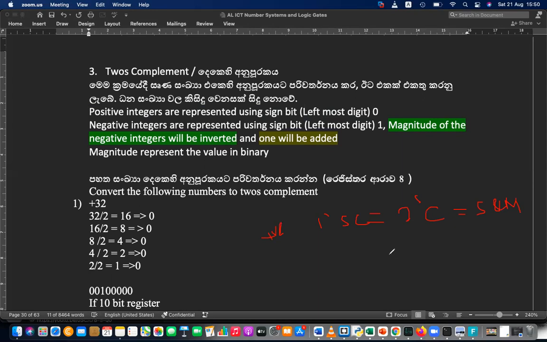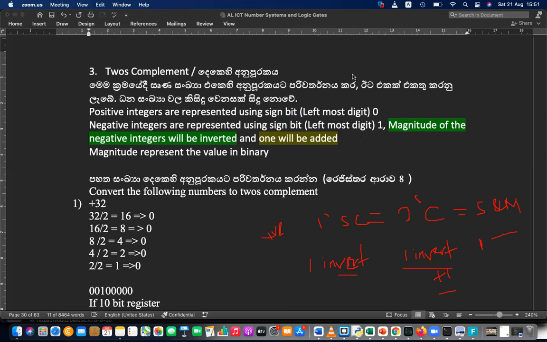But for negative numbers, in 1's complement you write the negative sign and invert the magnitude. But in 2's complement, you write the negative sign, invert, and another thing is there: after inverting, you have to add 1 to the inverted magnitude. In sign and magnitude you are not doing anything, only the sign, no inversion. But here inversion is there. Here after inversion, you have to add 1. So that is 2's complement.